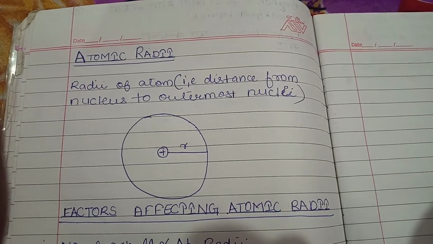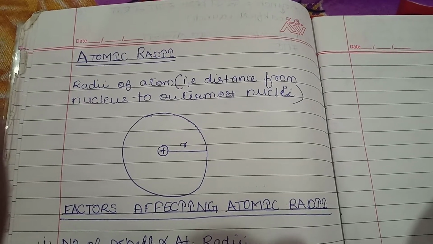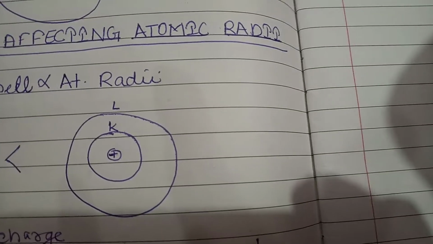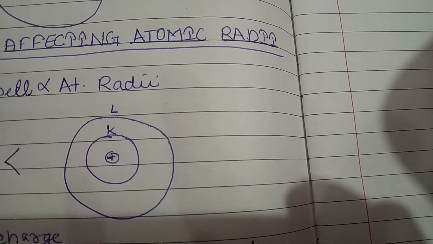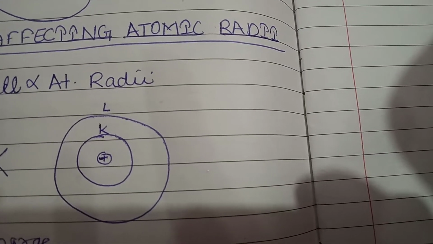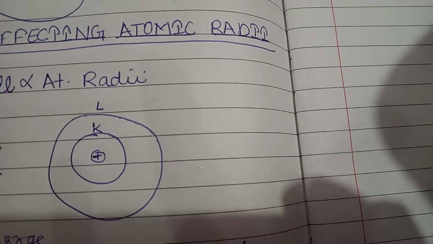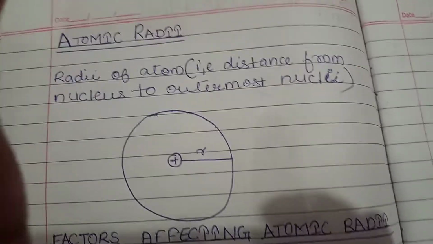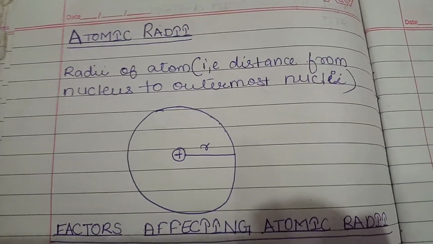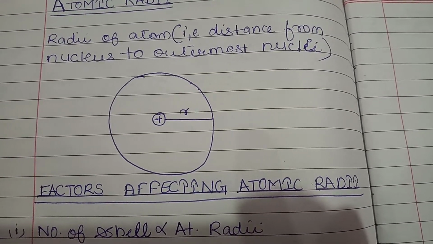Okay, that is, if I am showing this atom over here, that is, if I do take an atom in which I do have two shells, that is K and L shell. So what is atomic radii of this particular atom? It will be the distance from nucleus to the L shell is said to be the atomic radii of this particular atom. Okay guys, I hope that now you all are clear with the term atomic radii. Now, we are going to deal with the factors which do affect atomic radii.